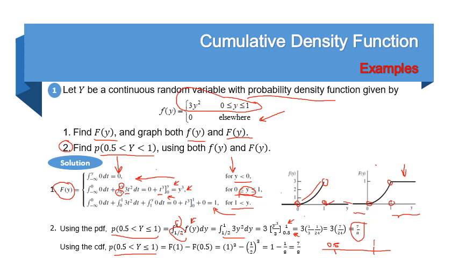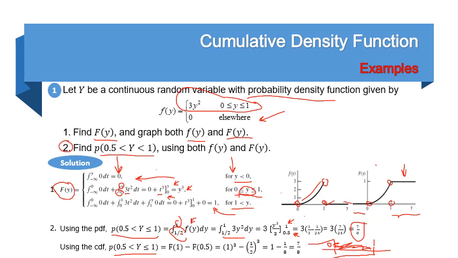I can imagine that the capital F of 1 will give me the total probability from 1 down to the beginning. And if I get the capital F at 0.5, it will give me from here up to the beginning. So the difference between these two, when I get F at 1 and F at 0.5, is the area between 0.5 and 1, which is the shaded area, what I need.